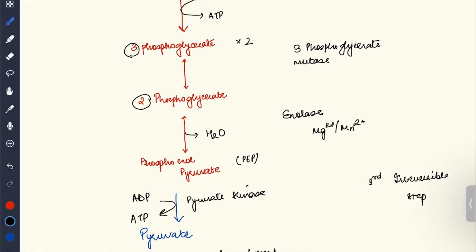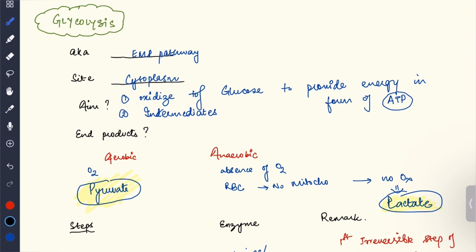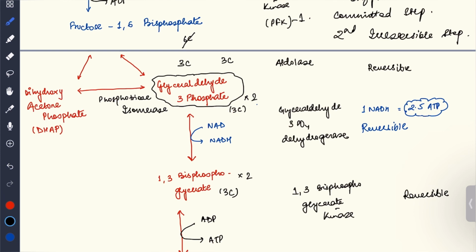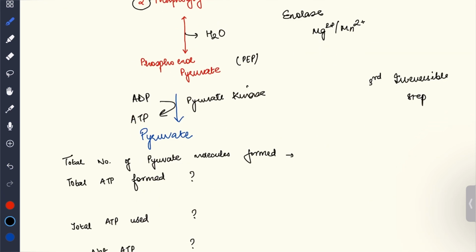Okay, so I am done with all these steps of glycolysis. If you have anything to copy down, you can just pause your videos and copy down. The whole one long question for glycolysis is covered here. If you write this much, you are going to score almost all the marks.